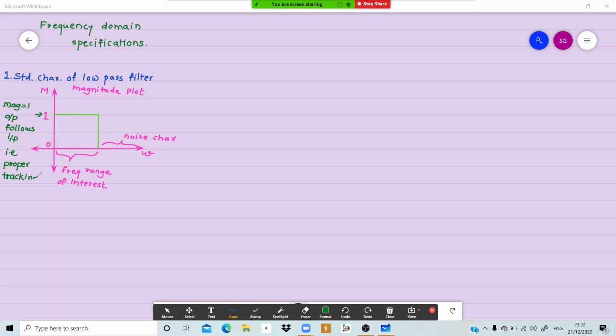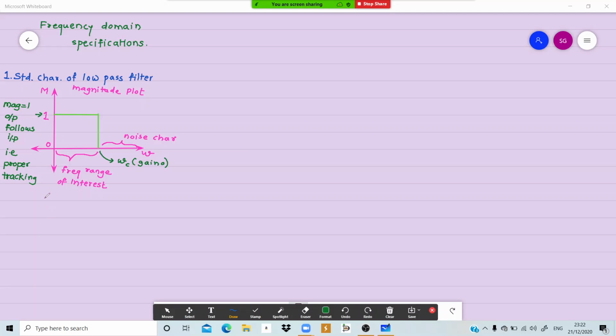Correct? Then the next thing is this frequency, where your gain is becoming 0. That is called the cutoff frequency. Correct?